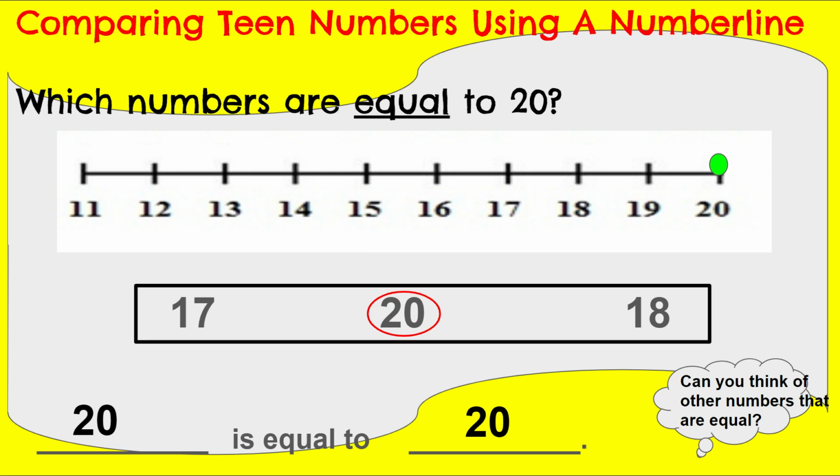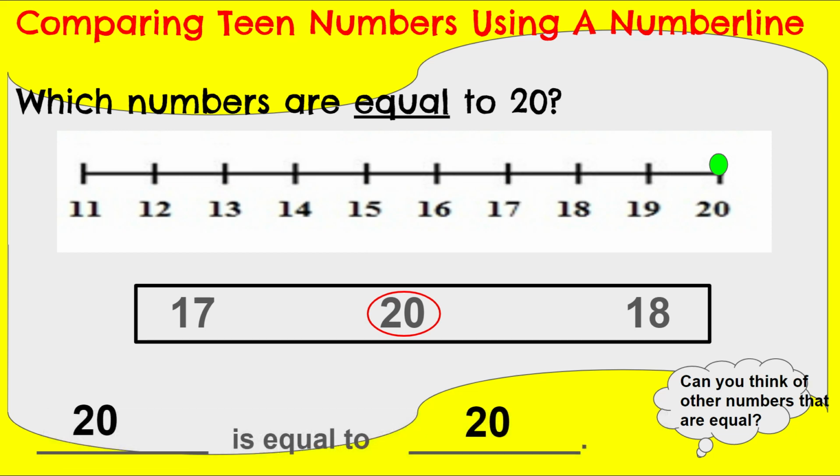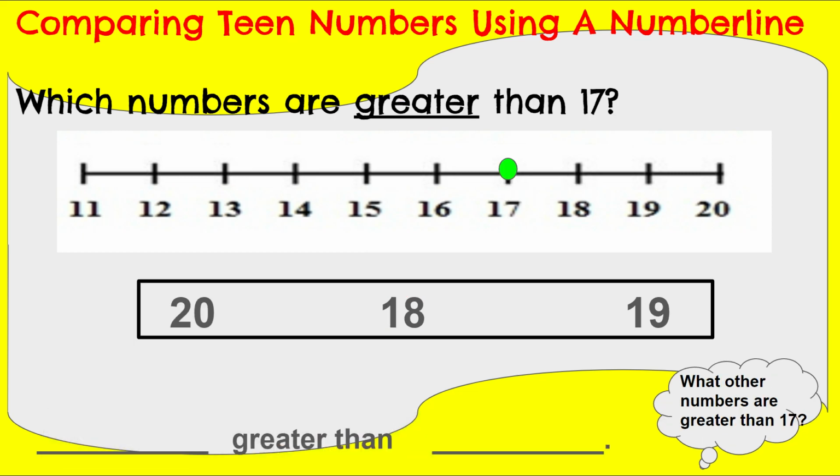Now, can you think of any other numbers that are equal? Only the number 20 is equal to the number 20. That's kind of tricky. But we could say the number 17 is equal to the number 17. Very good, because they are the same. Which numbers are greater than 17?